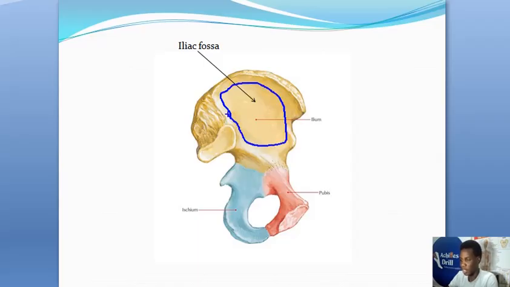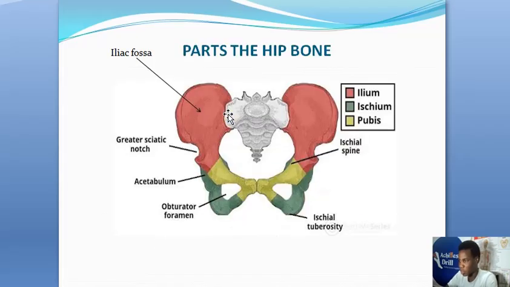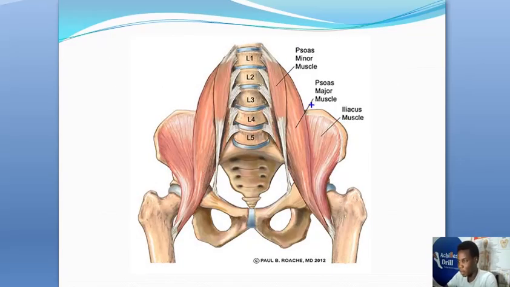I also have a better picture. This picture right here is still showing the iliac fossa, this region inside. That's a very important shallow fossa for muscle origin as well. The iliacus muscle, this muscle right here, takes origin from the iliac fossa.